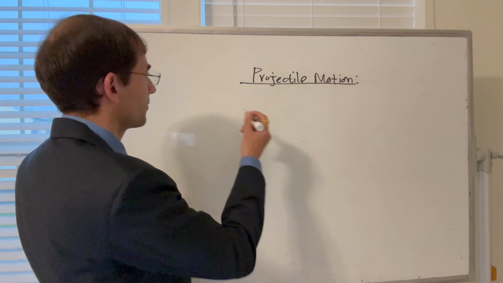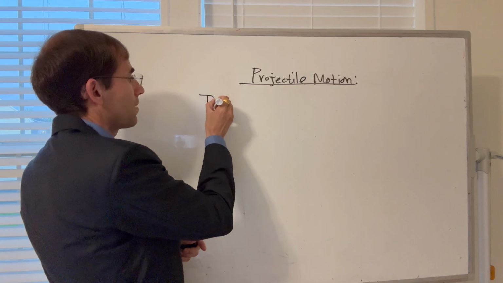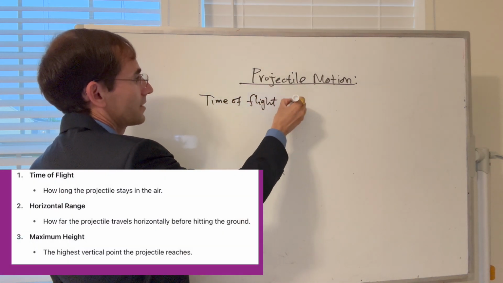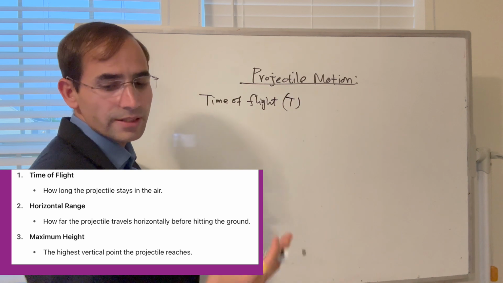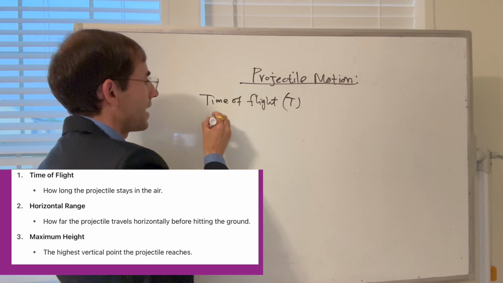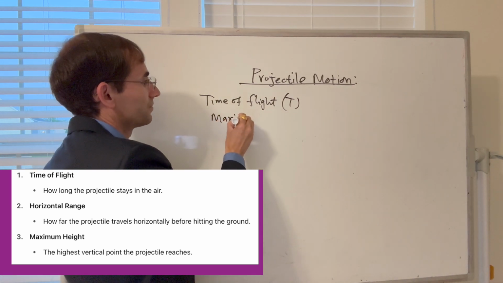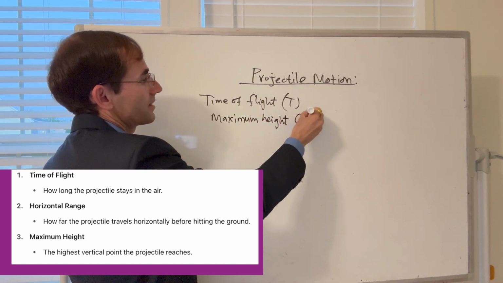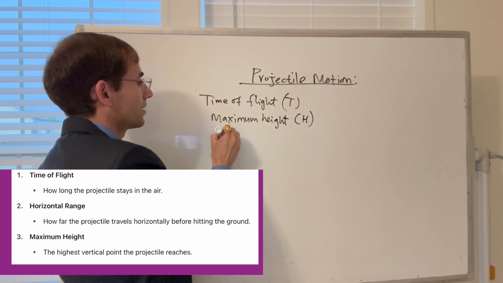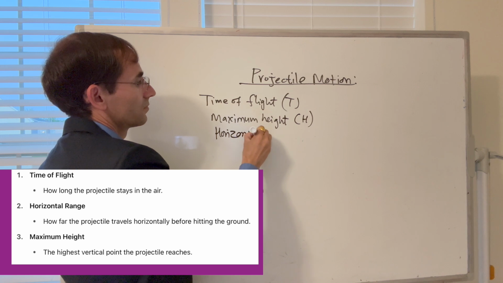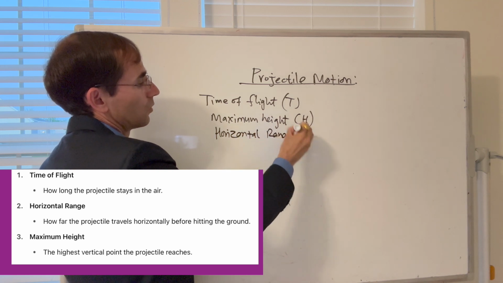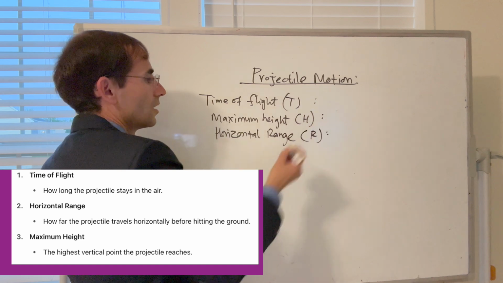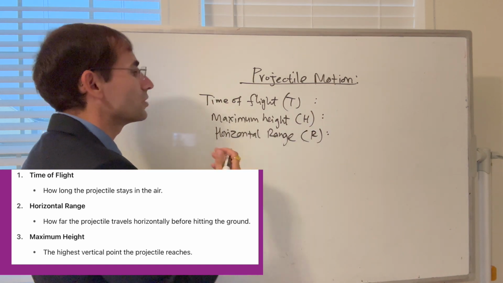So there are three important terms here. One is the time of flight, let's say this is t. Another is the maximum height, that we call h, and another is the horizontal range, that is called r. Okay, so how do we define this terminology?